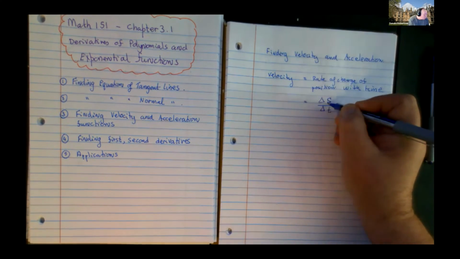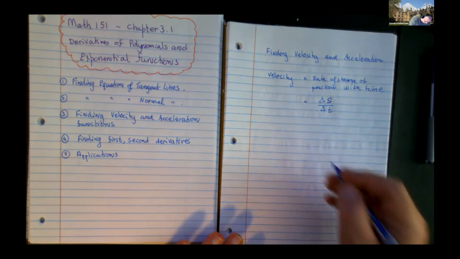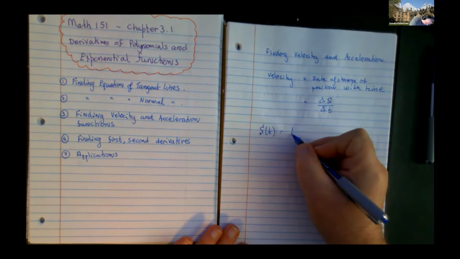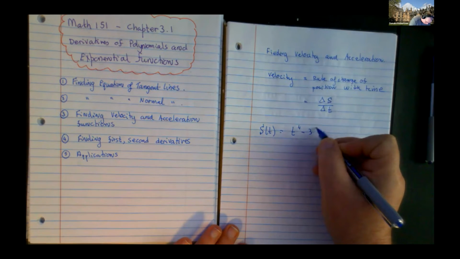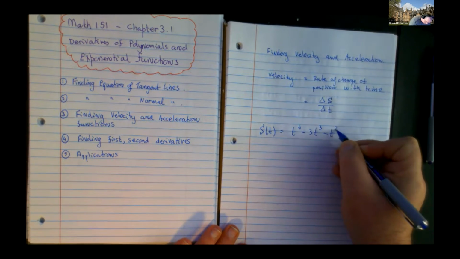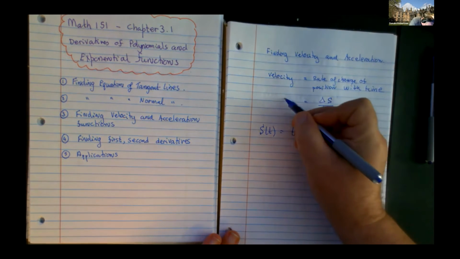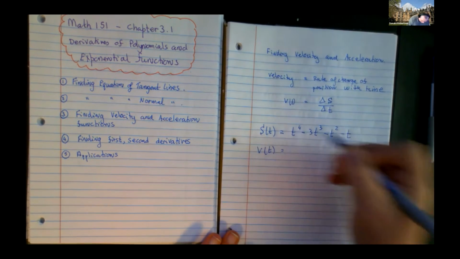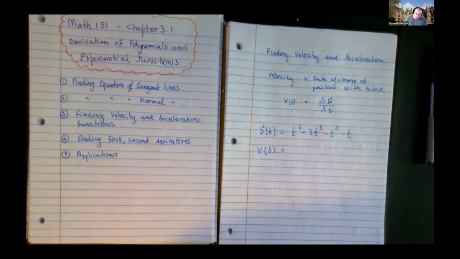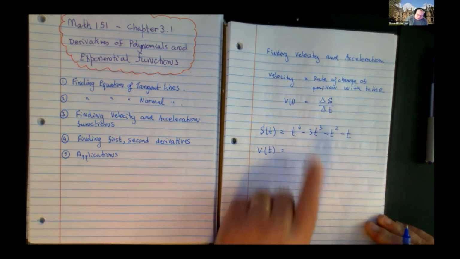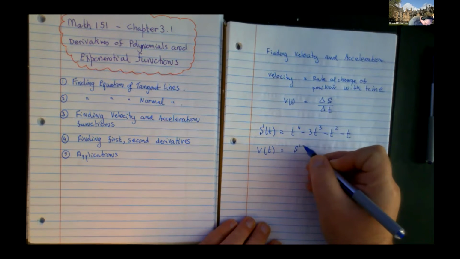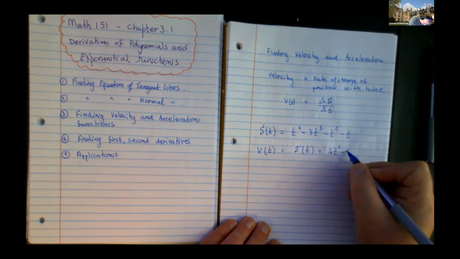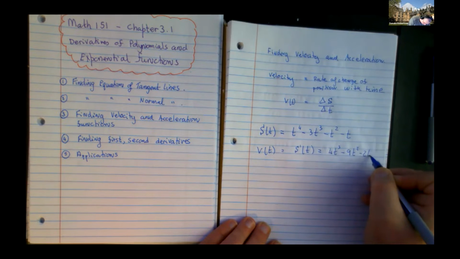S is very common for the position function. So here is the position of an object at time t, and it's given by this quite long polynomial. Now, if I want to find the velocity, in other words, how fast is this object moving at any given value of t, all I need to do is find the rate of change of this function, which we call the first derivative. So 4t cubed, take away 9t squared, take away 2t, take away 1.